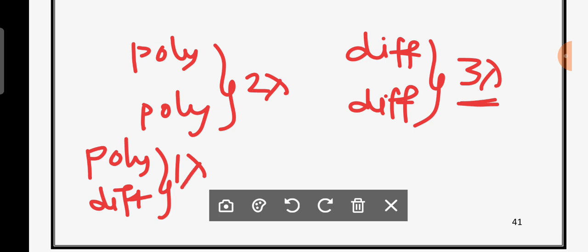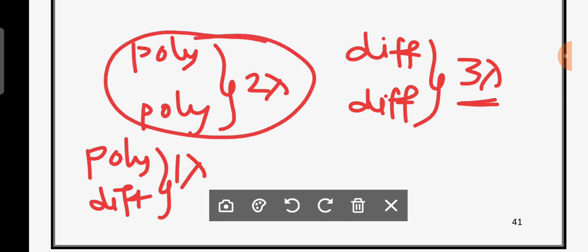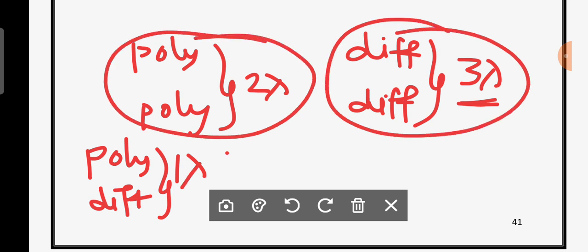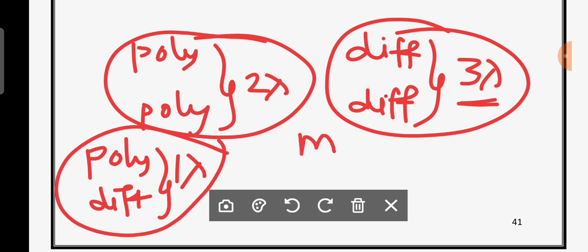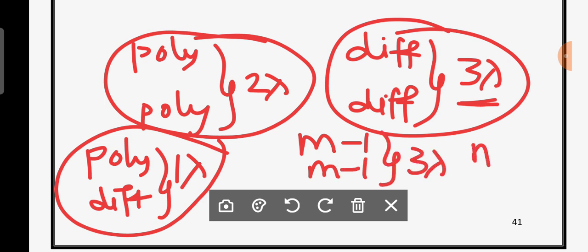Is it clear? Once again I'm telling you: poly to poly 2 lambda, diffusion to diffusion 3 lambda, poly to diffusion is 1 lambda. But what about metal 1 to metal 1? If you observe, for metal 1 to metal 1, it is 3 lambda. Whereas for metal 2 to metal 2, what is the minimum width of metal 2? 4 lambda. Therefore, for easy purpose, the spacing between them is also 4 lambda. Is it clear, all of you?